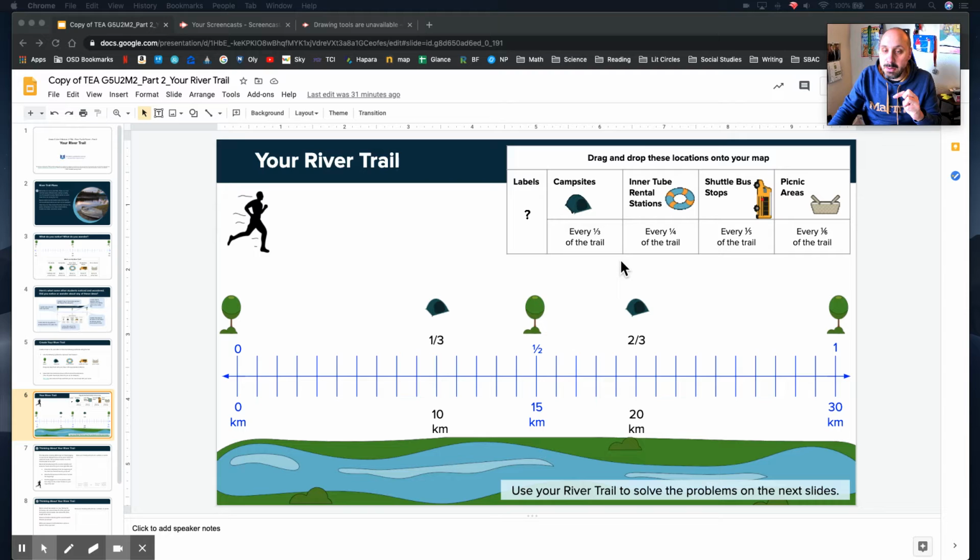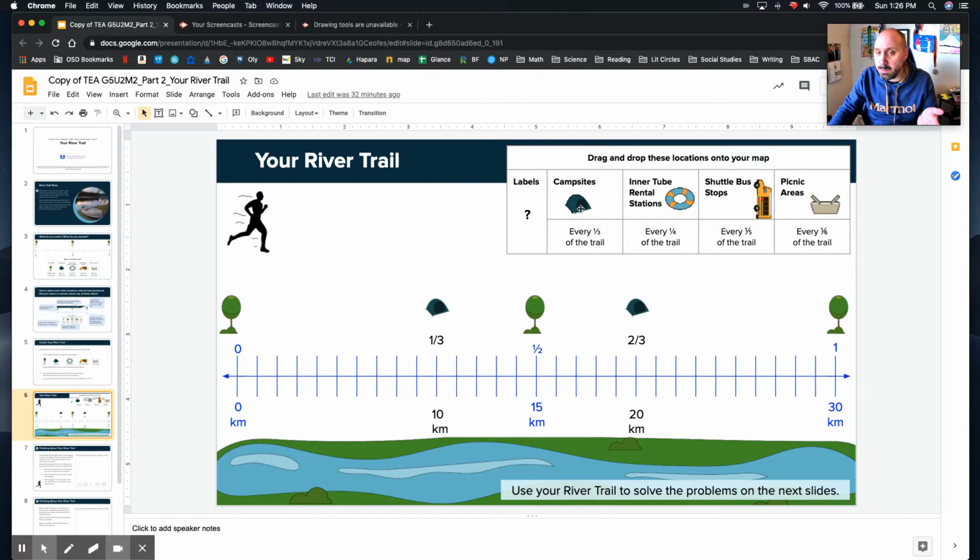You'll notice the denominator tells us how many campsites or how many locations will be on the map. So we will have three campsites, we'll have four inner tube rental stations, we'll have five shuttle bus stops, and six picnic areas. Now we'll notice campsites, we only have one third and two thirds because we could put a campsite here at the ending, which is three thirds. But if we did that, we would have a lot at the end here for three thirds, or four fourths, or five fifths, or six sixths.